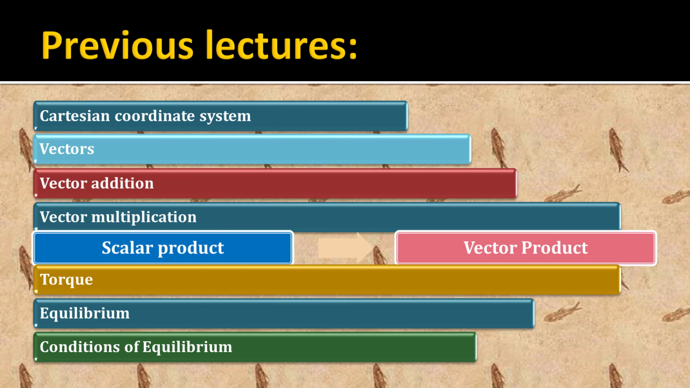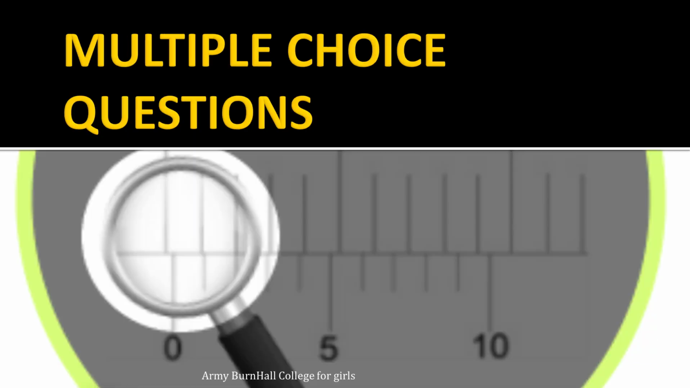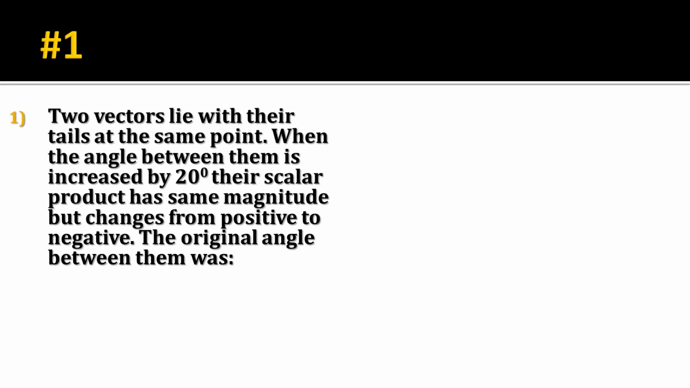Now we will move towards the exercise in which first we will discuss multiple choice questions. In multiple choice questions we will first discuss multiple choice question number 1. Two vectors lie with their tails at the same point. Okay, their tails are joined.